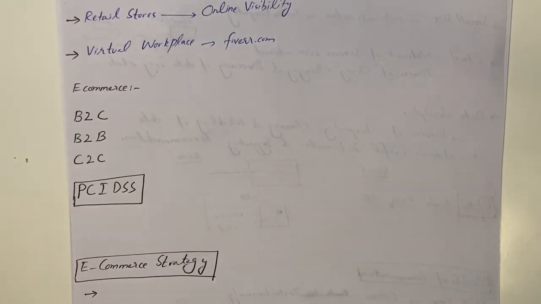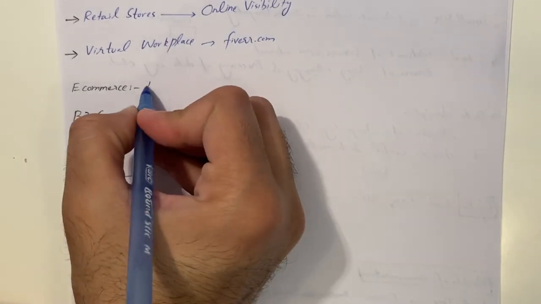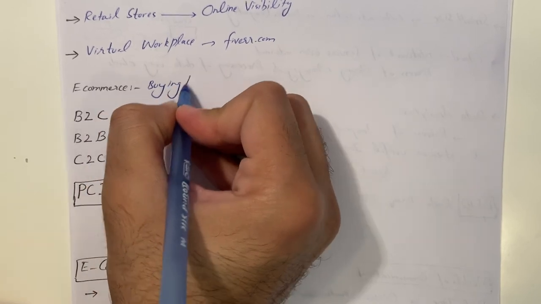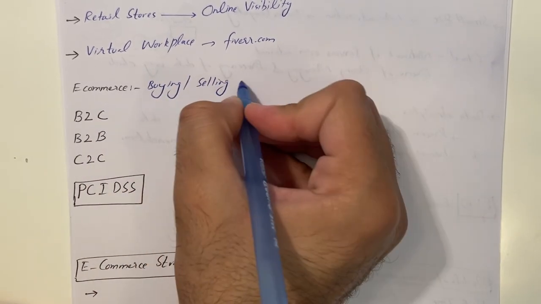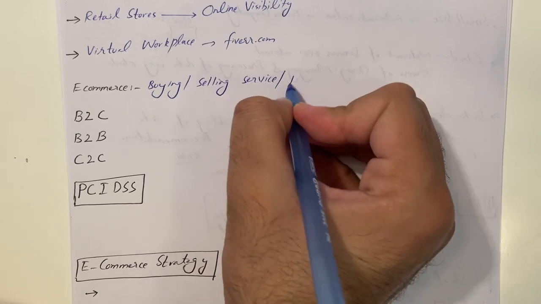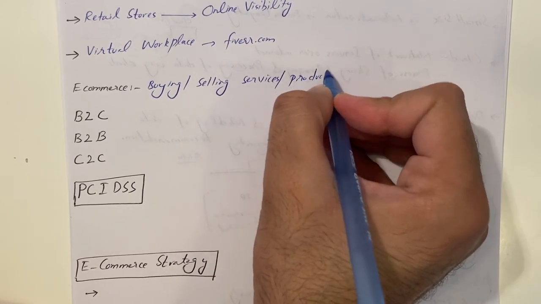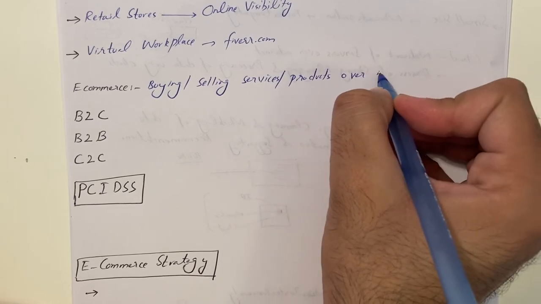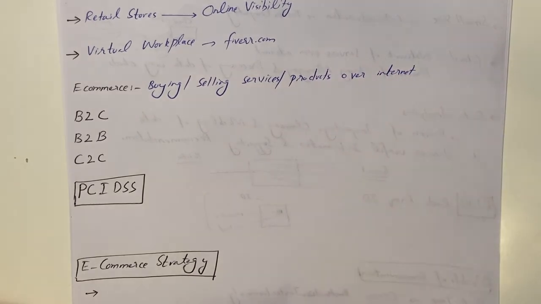Now, e-commerce is quickly replacing the brick and mortar model. You don't have to have a physical office location. You can even work from home. You can work with Amazon and sell products, and you can store your goods. You don't have to own a warehouse even. You can use the Amazon services, and there are plenty of models, in fact. So e-commerce is basically buying or selling services or products over the internet.